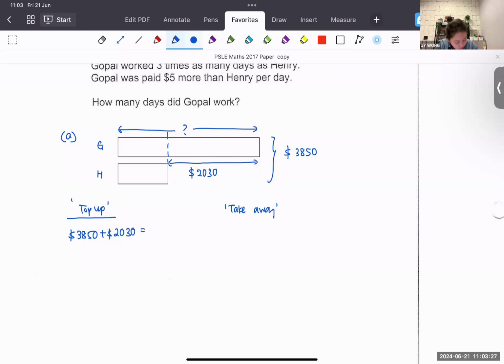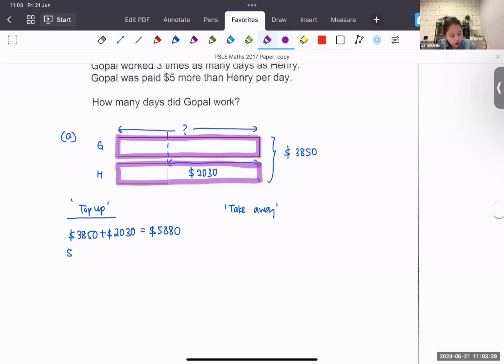another $2,030. It will give me $5,880. Then that will give me like this, correct? So I just need to find one of it, right? So what I will do is I will take 5,880, not 3,000, sorry, 5,880 divided by 2. I'll get the answer 2,940. This is by top-up method.